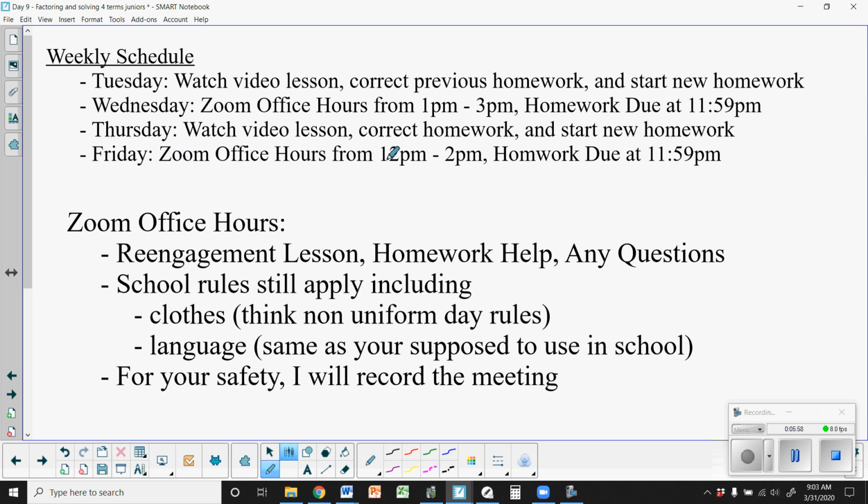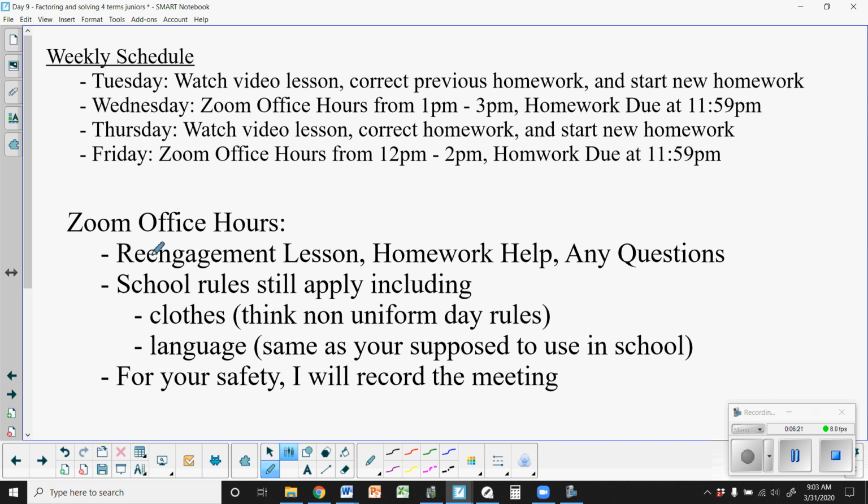This one's going to be a little different, 12 to 2. I did a survey, and people mostly had between 12 and 3. So I figured 1 to 3 on Wednesday and 12 to 2 on Friday. And then your homework is due at 11:59 p.m. And if you can't make either of these times, make sure that you're still asking questions via email, because I'll be checking that as well.